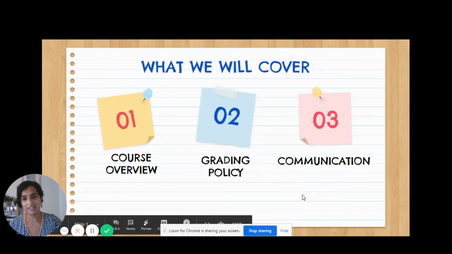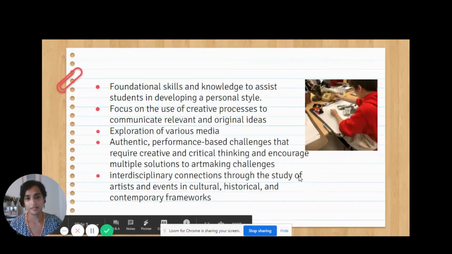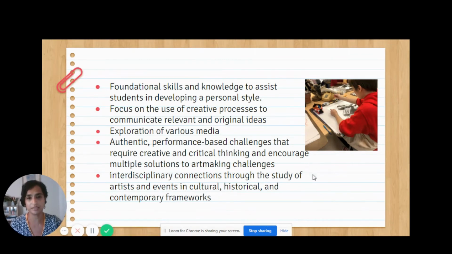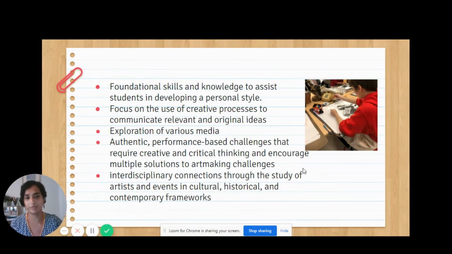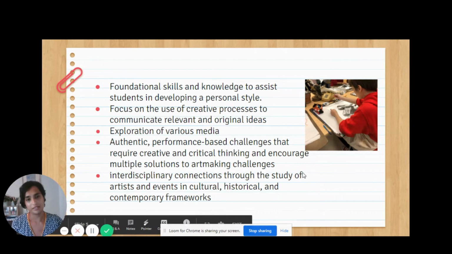So in the presentation, I'm going to cover some course overview, the grading policy, and communication. To give you a little information about Studio Art and Design, it's a foundation level course, so students do not really need to have any prior experience in art. We usually get students with various abilities of skill, and it really doesn't matter where they're starting from. We're going to be guiding them through the fundamentals of design and really meeting them where they are.